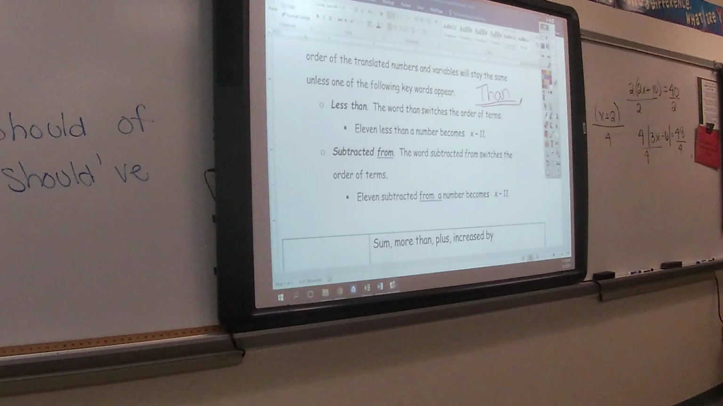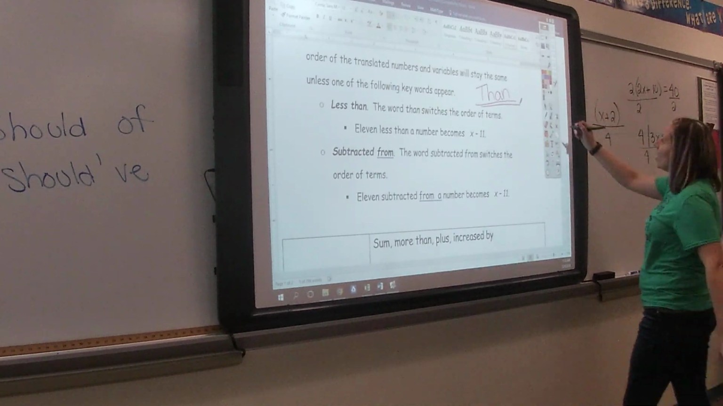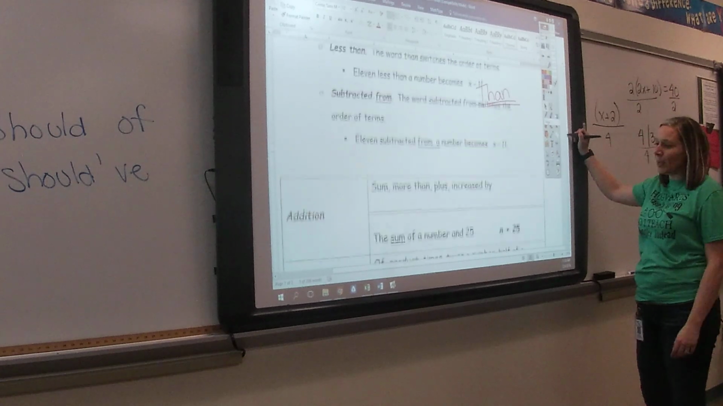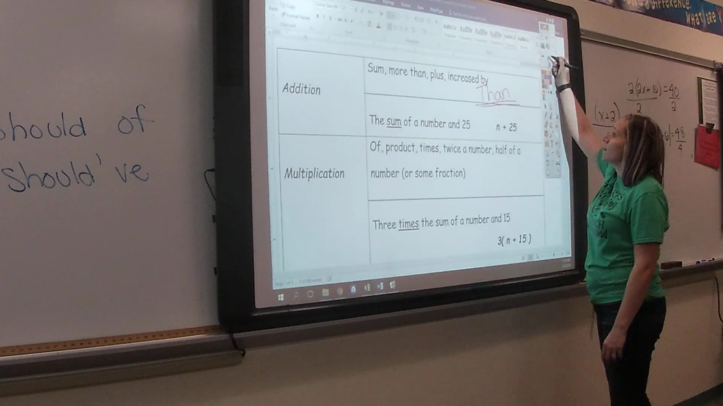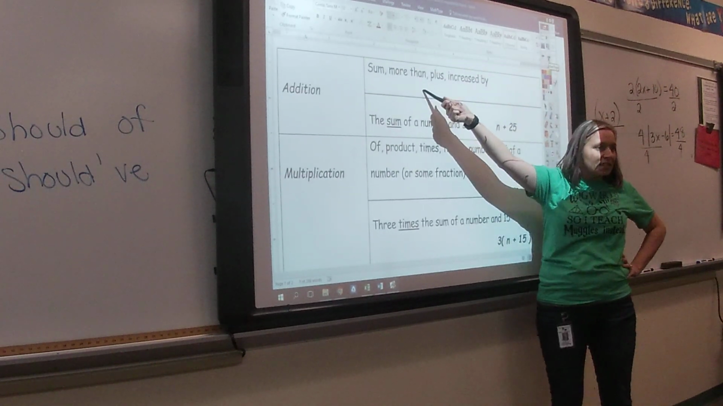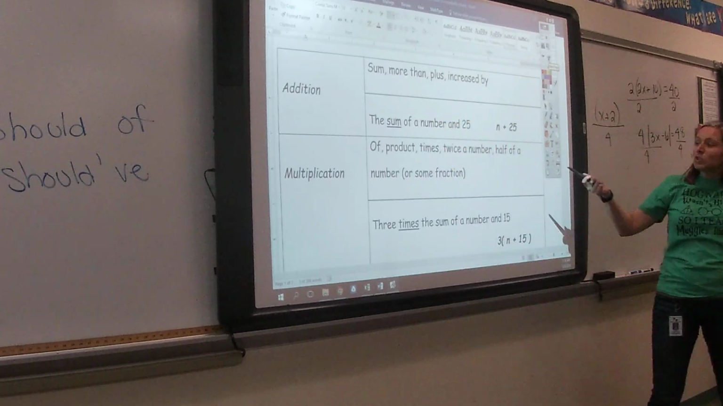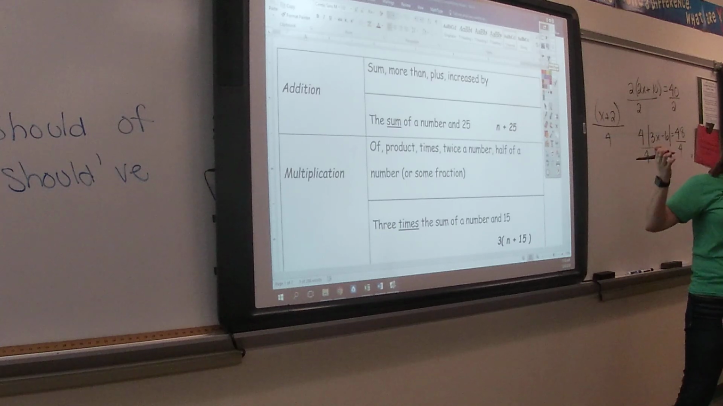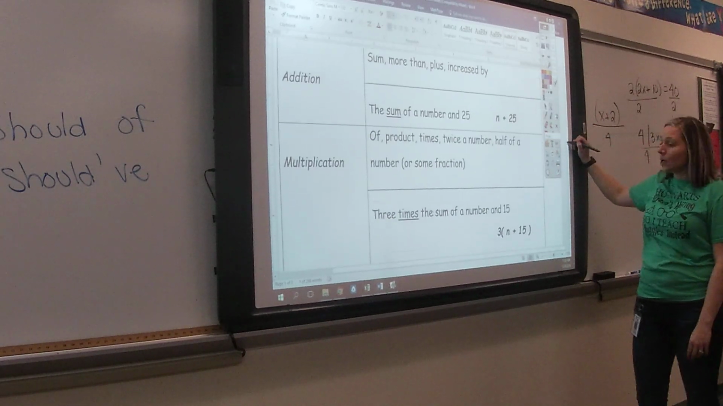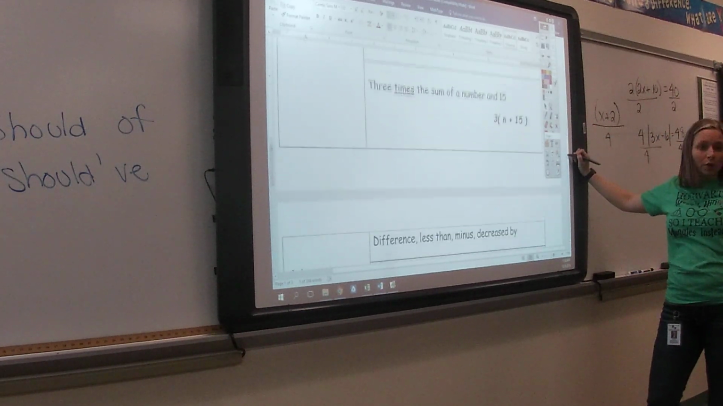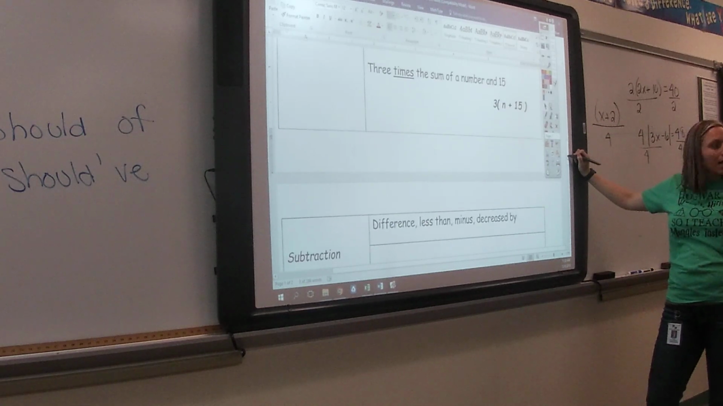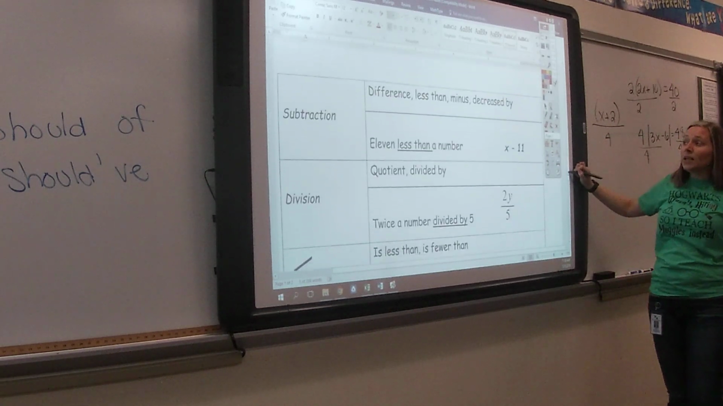Okay, then I have a table underneath here that's starting on your front page and then goes onto your back page of some of the key terms. These first ones we've talked about, right? We did this at the very beginning. Sum, more than, plus, increased by, multiplication of, products, times, like these are all things we saw. Agreed, agreed, agreed, agreed. We're agreeing. Can I at least get a head nod? Can I get some form of life? Okay. Subtraction we did.